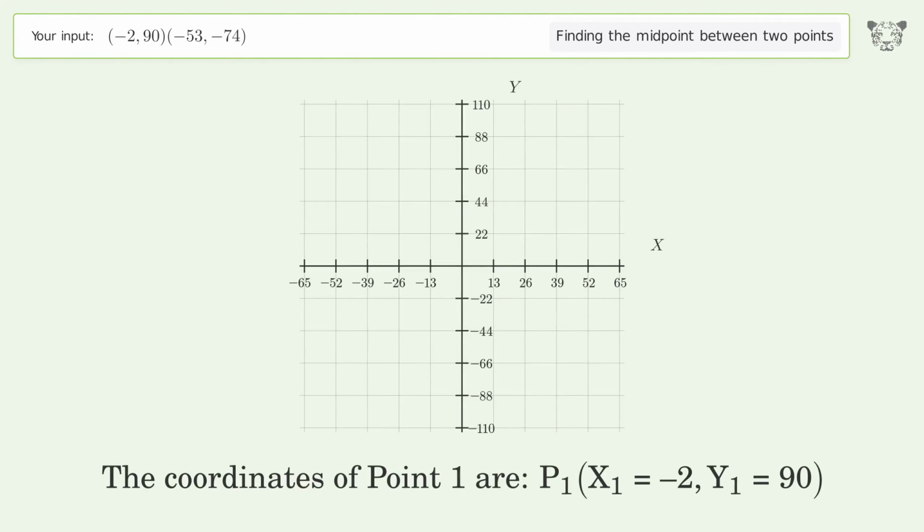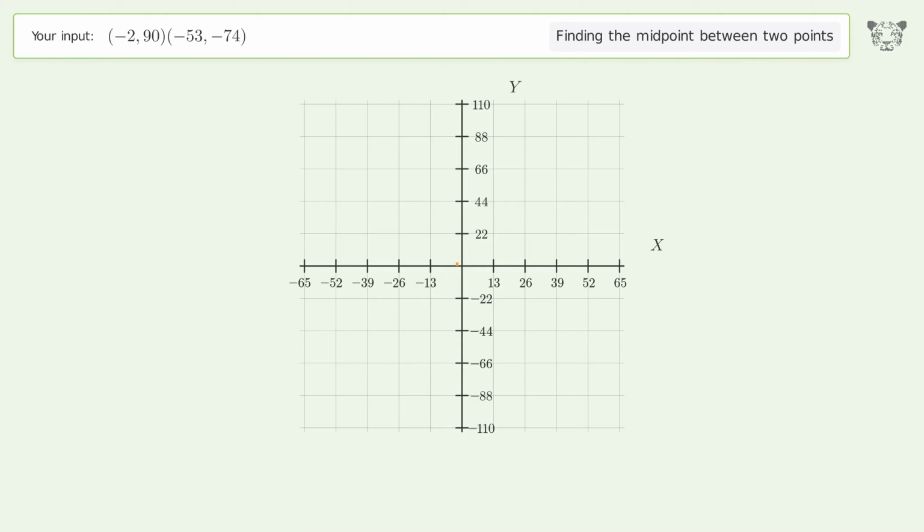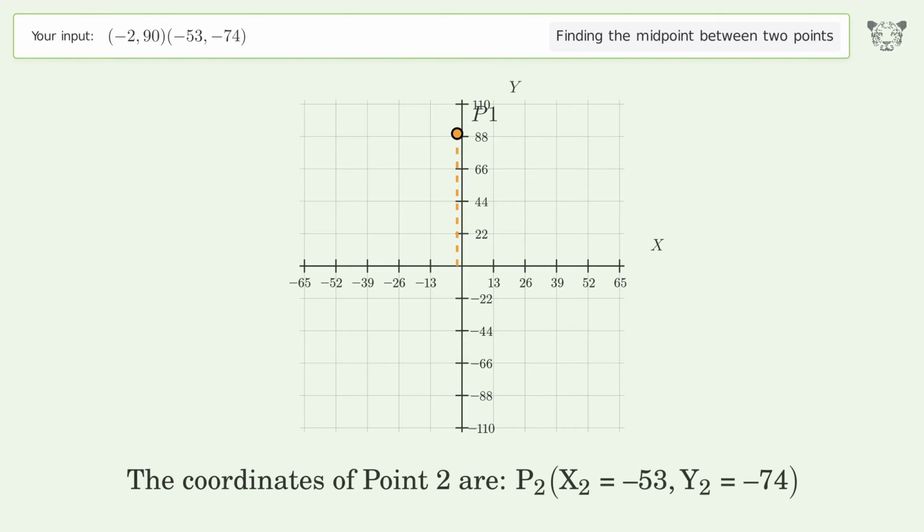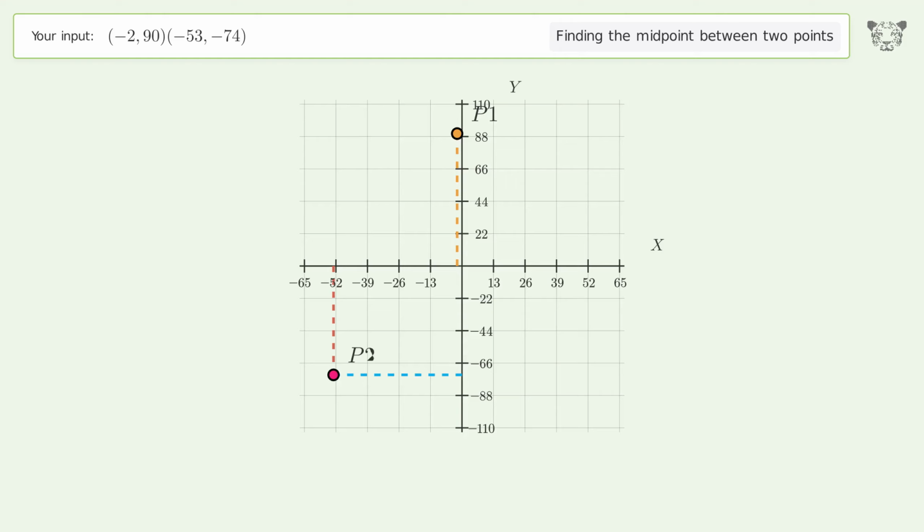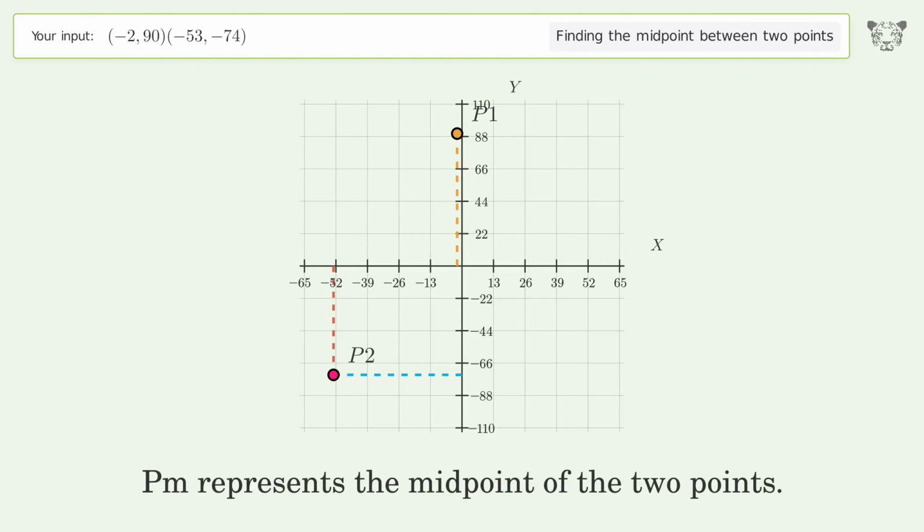The coordinates of point 1 are x1 equals negative 2, y1 equals 90. The coordinates of point 2 are x2 equals negative 53, y2 equals negative 74. PM represents the midpoint of the 2 points.